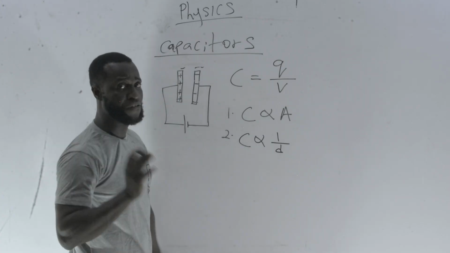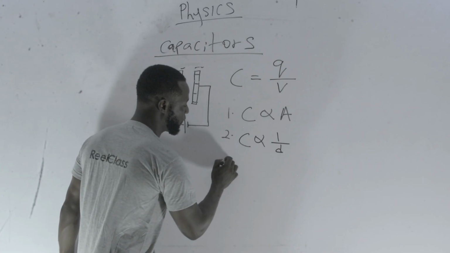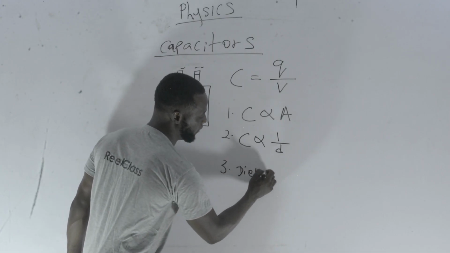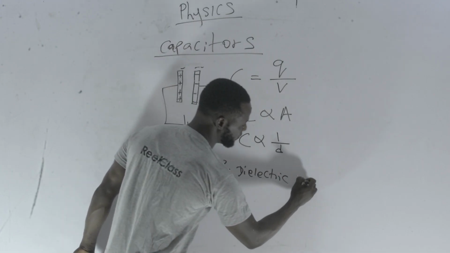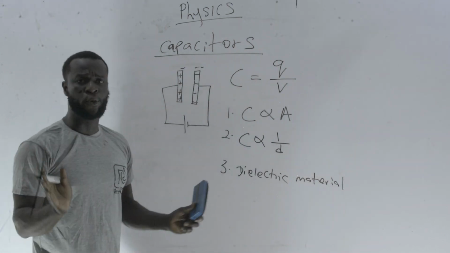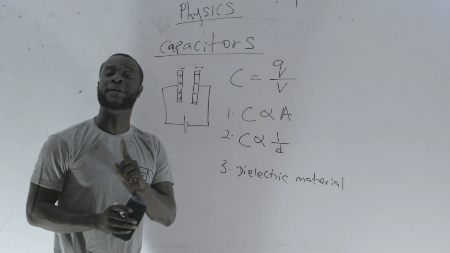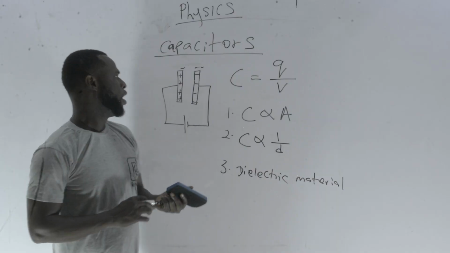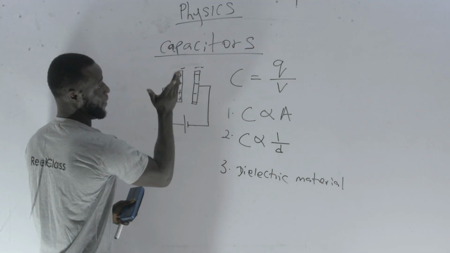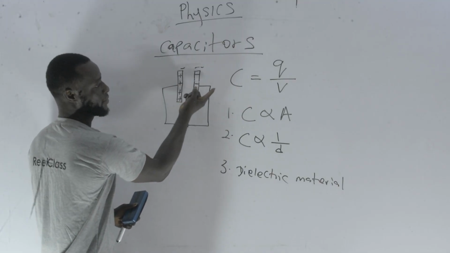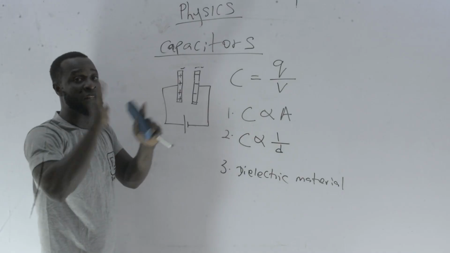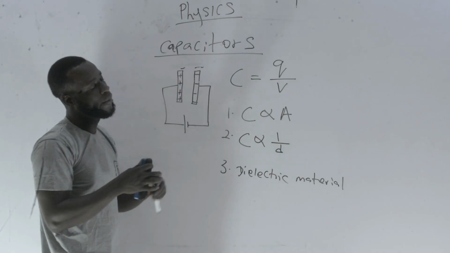Another factor that can affect the capacitance of a capacitor, number 3, is the presence of a dielectric material. Now, simply put, a dielectric material is basically an insulator. So I can have a capacitor in which there is a gap. Remember, I told you that these plates do not have contact. So there's a gap between these plates. This gap can just be strictly vacuum or an air gap.